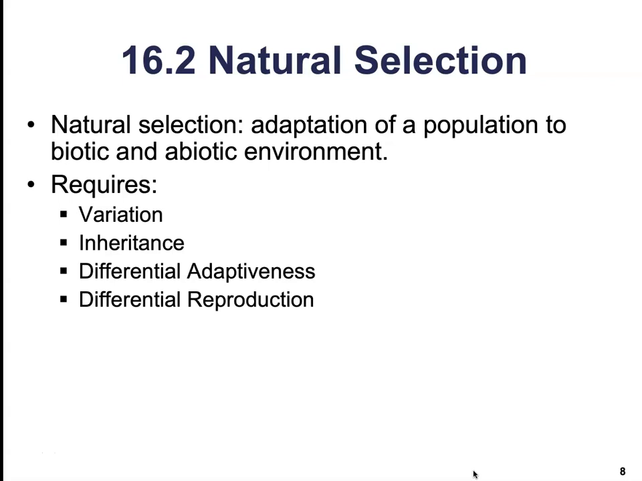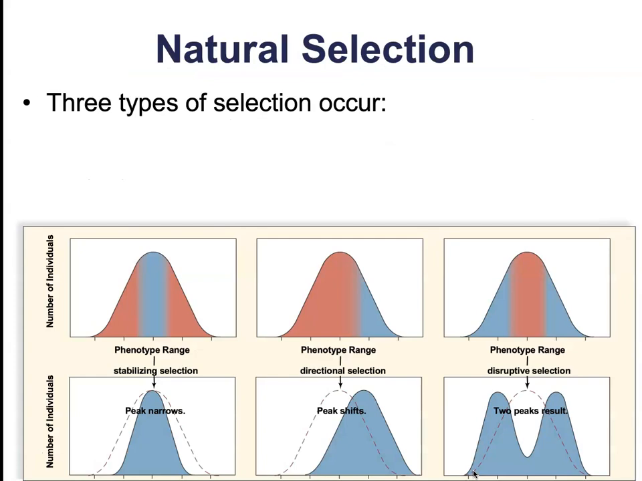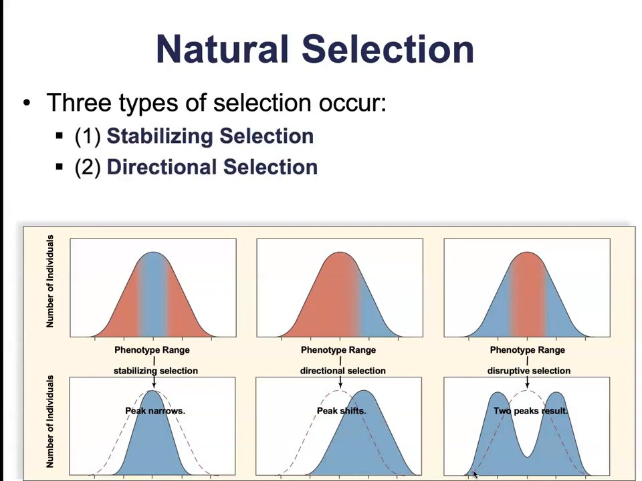Natural selection is going to favor the variant that is most adaptive to the present environmental conditions, which is going to result in a change in allele frequencies in the gene pool and improved fitness of the population. So this is going to be a major cause of microevolution. So there are going to be three types of natural selection that are going to occur depending on what the environment is calling for. These are going to be stabilizing selection, directional selection, and disruptive selection, and we'll go through each one of those.